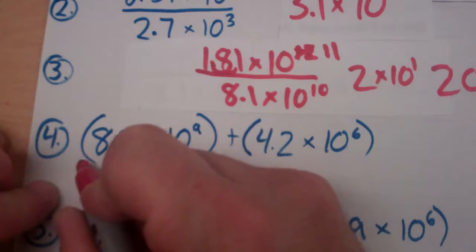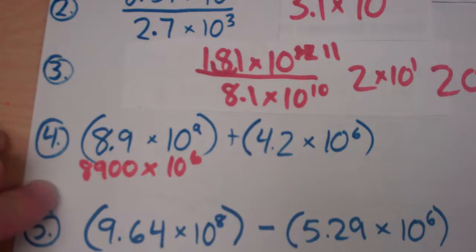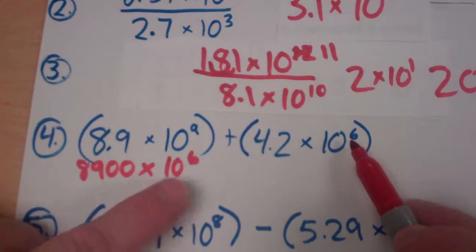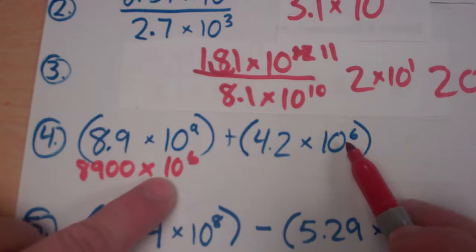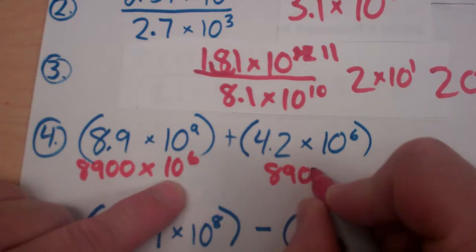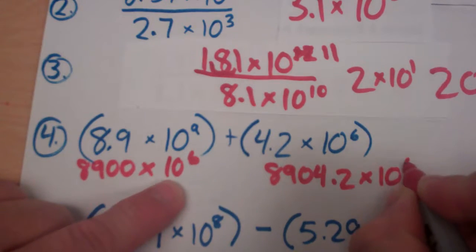So that would be 8900 times 10 to the 6th power. Now we're in the same power, so our decimals are lined up. Now I can add them. So I would add them and get 8904.2 times 10 to the 6th power.